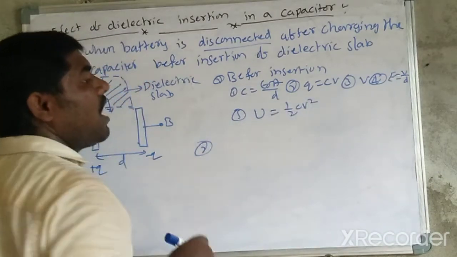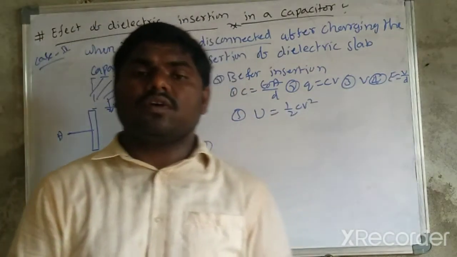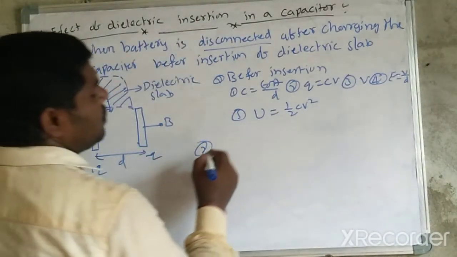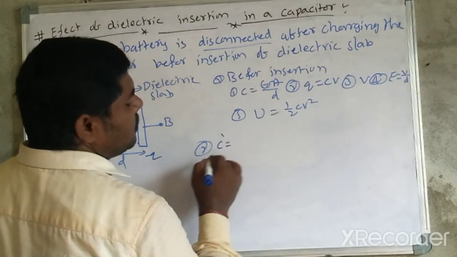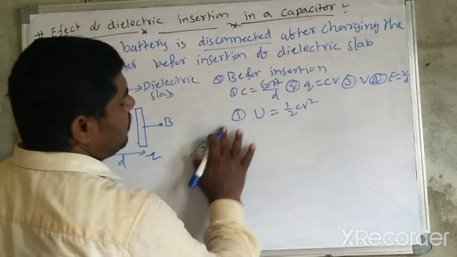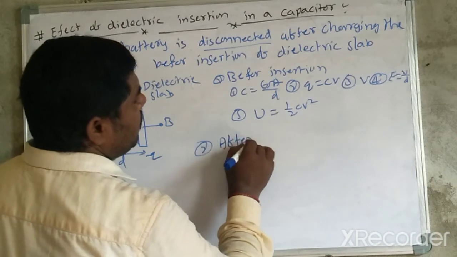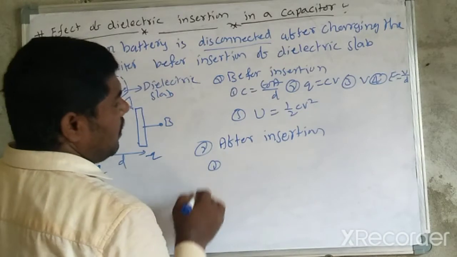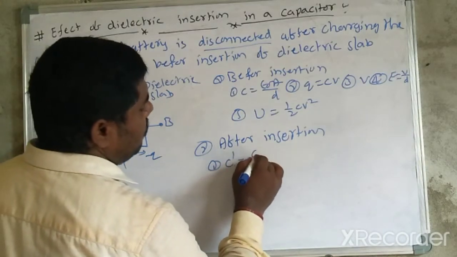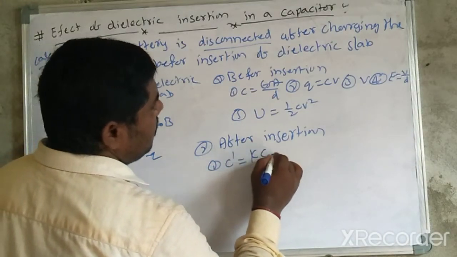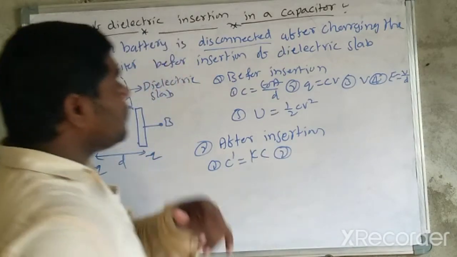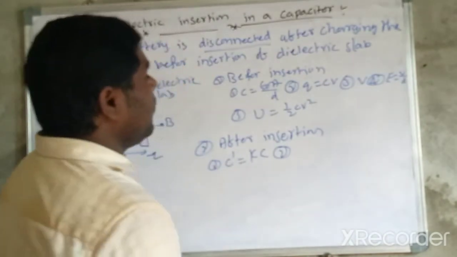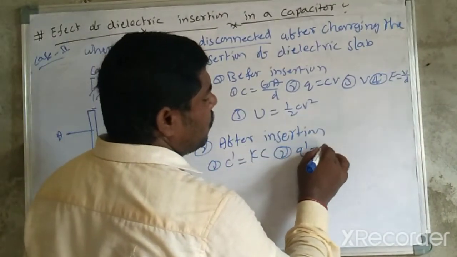So now, after insertion, the capacitance is changing. The first parameter, C dash, is equal to K times of C. The second one, the charge, does not change because there is no battery: charge Q dash is equal to Q only.